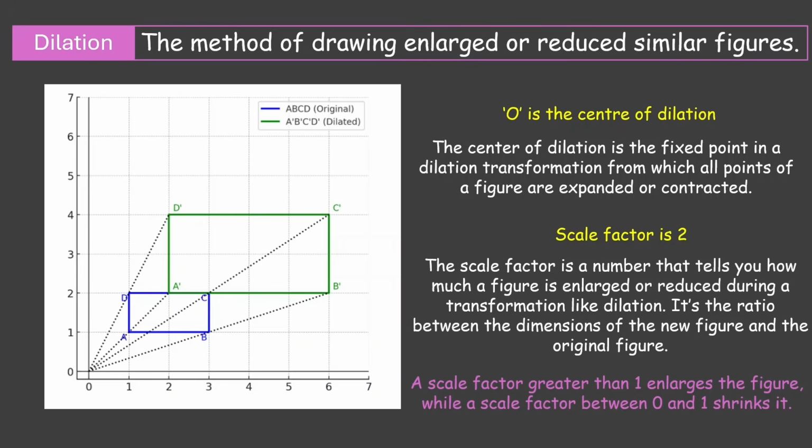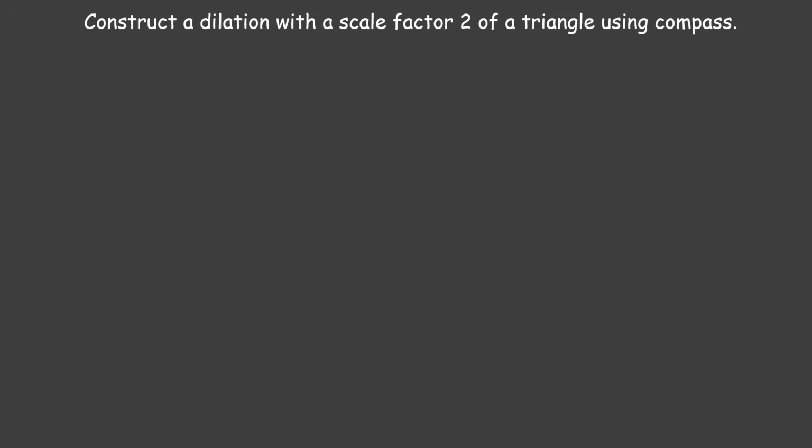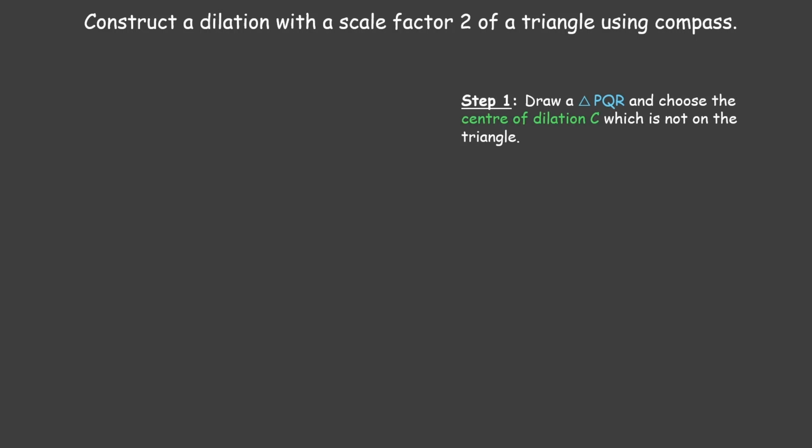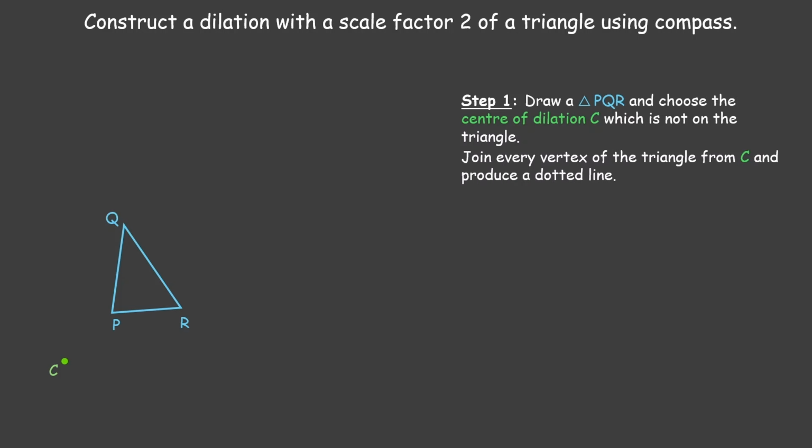of the original figure. Now, let us construct a dilation with the scale factor 2 of a triangle using compass. So first of all, we need a triangle. So let's draw a triangle PQR and then choose a center of dilation, C, which is not on the triangle. It can be outside the triangle, it can also be inside the triangle. Here, in this case, we are taking it outside the triangle. Then, join every vertex of the triangle from C and produce a dotted line. So we are going to connect C to P, Q and R and produce this line ahead.